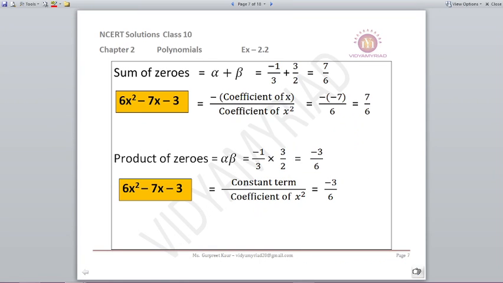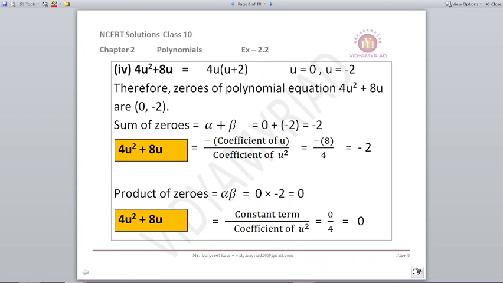Let's find the sum of these zeros, alpha plus beta, which is minus 1 upon 3 plus 3 upon 2, giving us 7 upon 6 after taking the LCM. With the help of coefficients, from the equation we get minus of minus 7 upon 6, which is 7 upon 6. In the same way, the product of zeros is alpha beta. Alpha is minus 1 upon 3 and beta is 3 upon 2. Multiply, you get minus 3 upon 6. As per the equation, it is constant term divided by coefficient of x square, which is minus 3 upon 6. Both are the same.